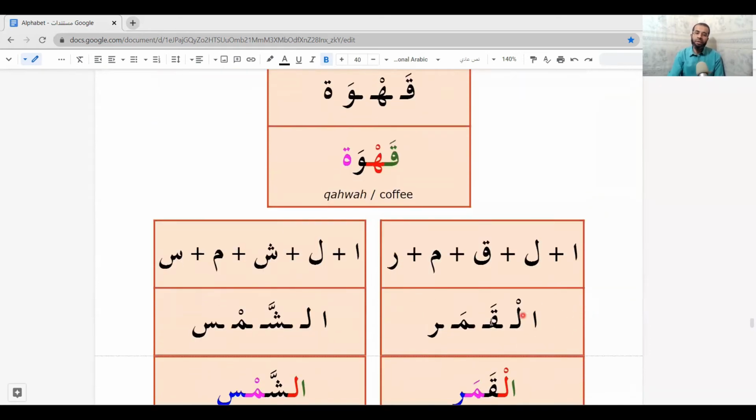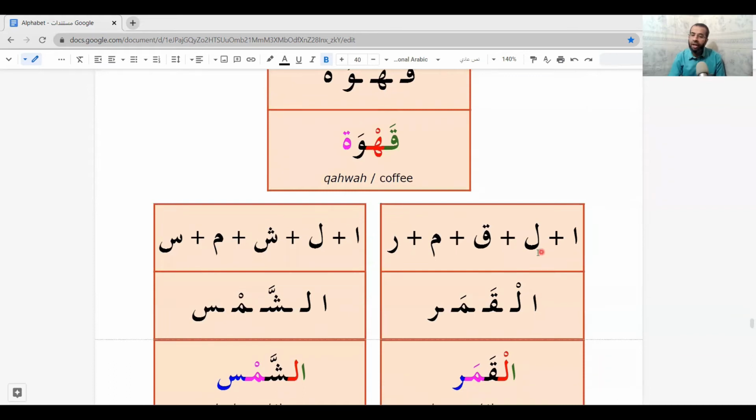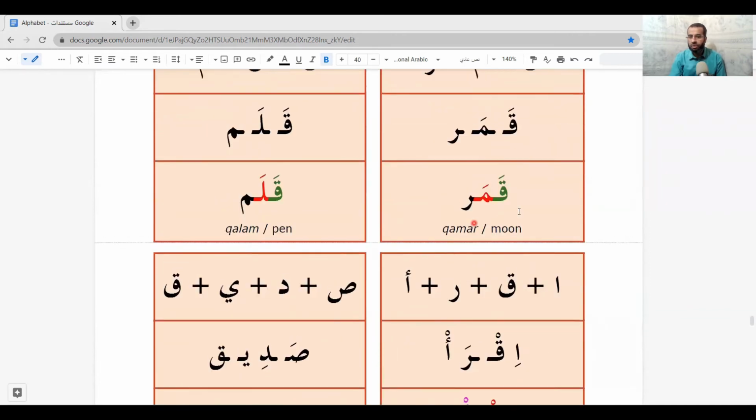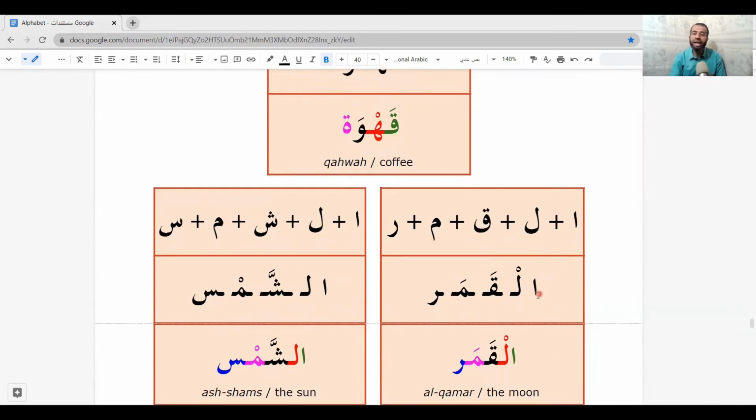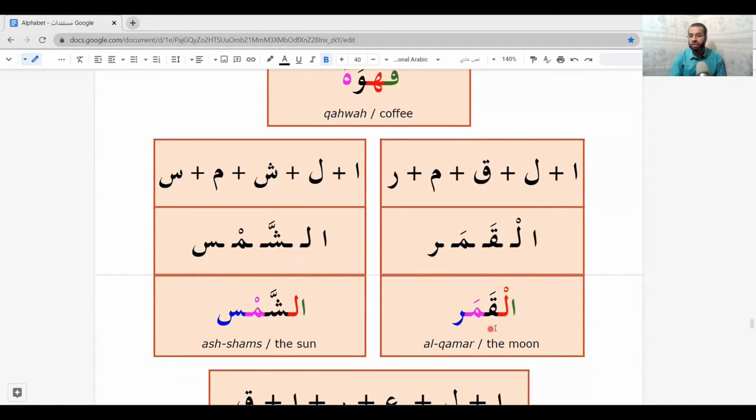The next word, alif, lam, qaf, mim, ra. It's just like this, moon, qamar, but preceded by al, the. So here we say al-qamar, the moon. So here it's moon preceded by the definite article in Arabic, al. Lam here is pronounced. As we mentioned before, sometimes it's pronounced and sometimes it's silent. Here it's pronounced. So we say al-qamar.